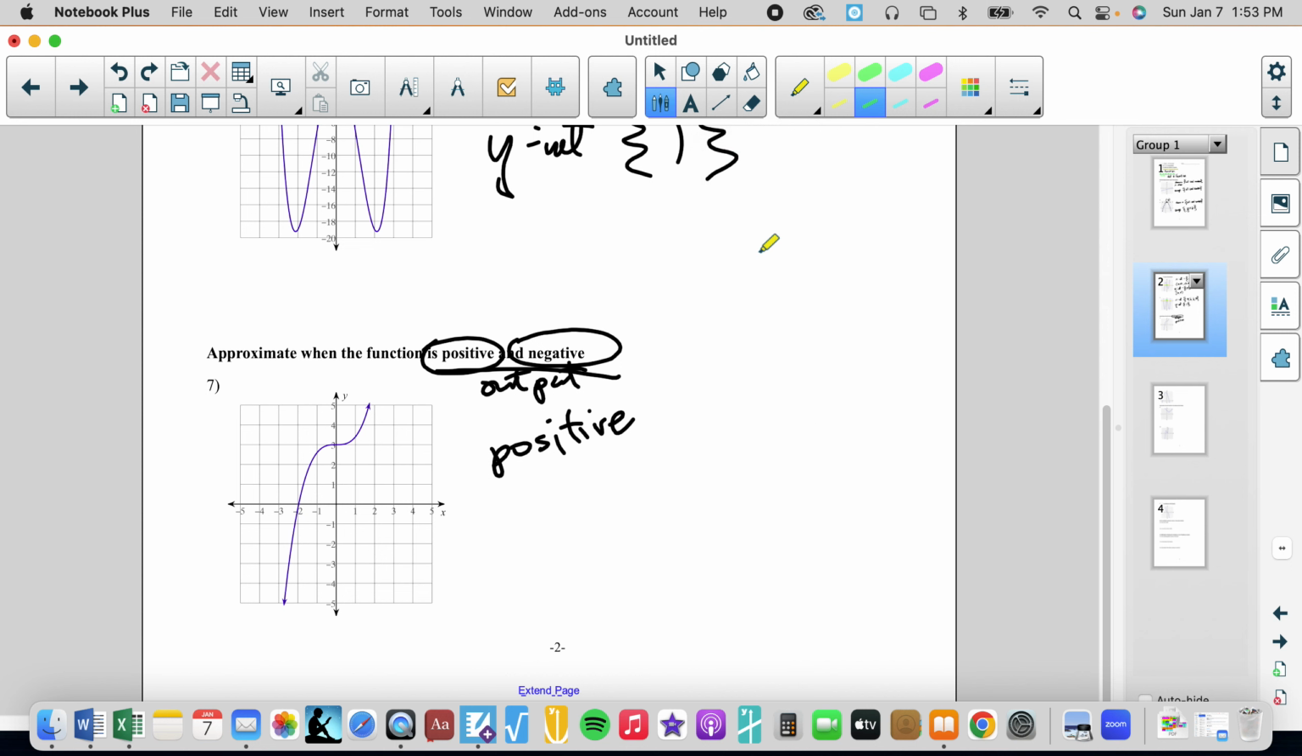Well, my y values are positive here. That's a horrible line. Are here. No, it's not going to do it, is it?